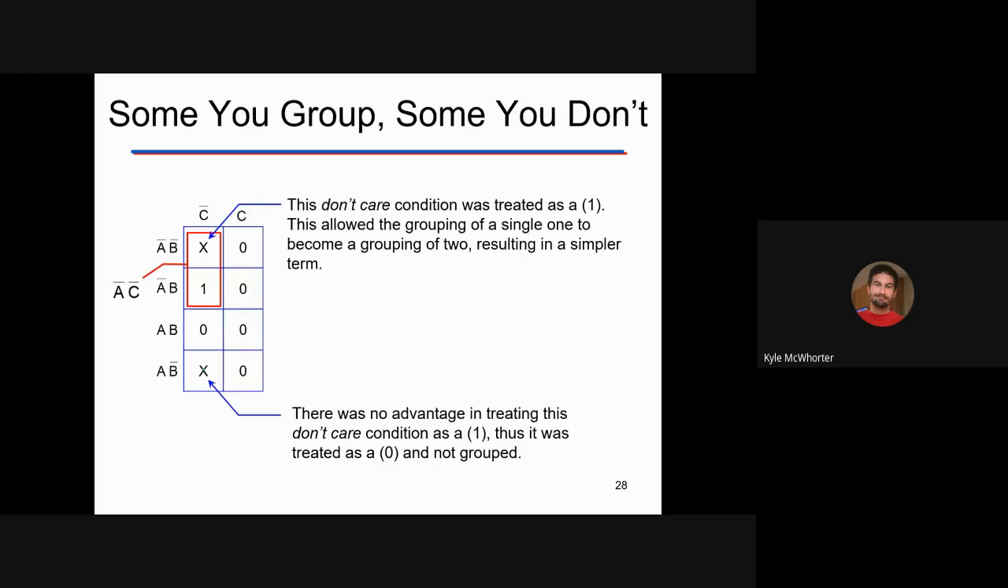Like this one right here doesn't give us an opportunity to make a pair with a 1 anywhere. But this one does. So this one we'll treat as a 1. This one we'll treat as a 0. We don't have to write a 1 and 0 on them. We'll still leave them X. But just to show you, if one of them makes it possible to have a pair, then you use it. If one of them doesn't, then you just leave it, treat it as a 0.